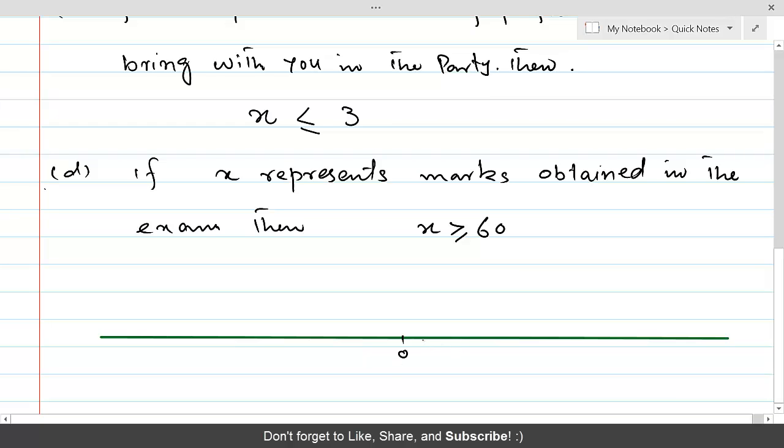So this is 1, this is 2, this is 3, and let's keep going, and let's say that 18 is here somewhere. Now here we have to make two decisions. The x is greater than or equal to 18.